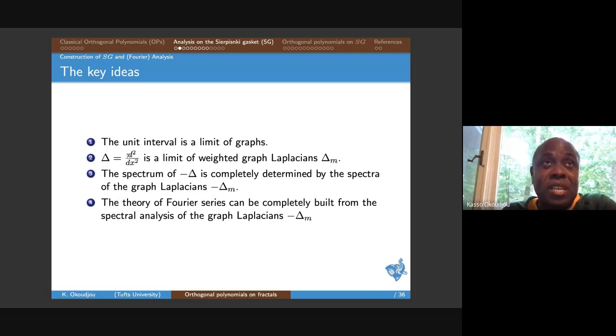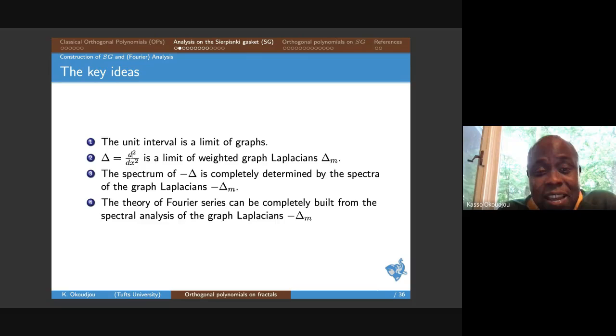And the beauty of this whole thing is that you can prove that the spectrum of the Laplacian, in other words the eigenvalues and eigenvectors, are completely determined by the eigenvalues and eigenvectors of the graph Laplacian. Now, we all know the eigenvalues and eigenvectors of the second derivative operator on the interval [0, 1]. These are just cosine nx and sine nx, and the eigenvalues are going to be n squared. I might have forgotten about the pi there, but that's essentially what you have here.